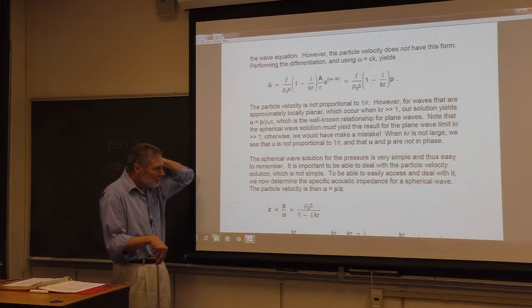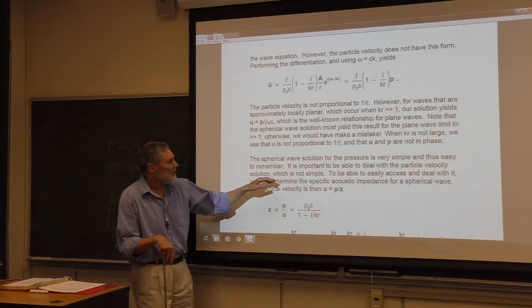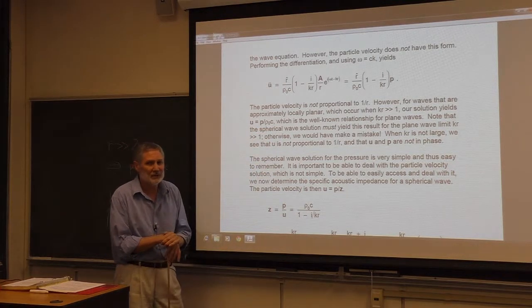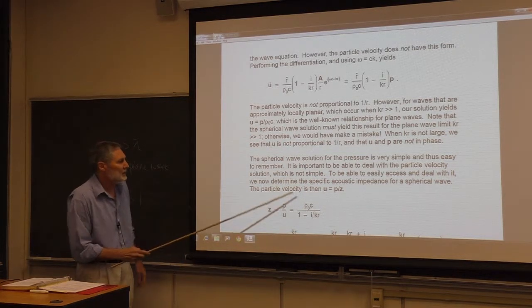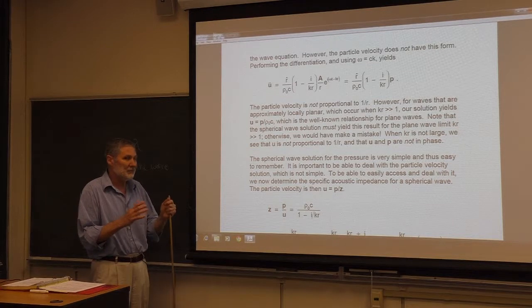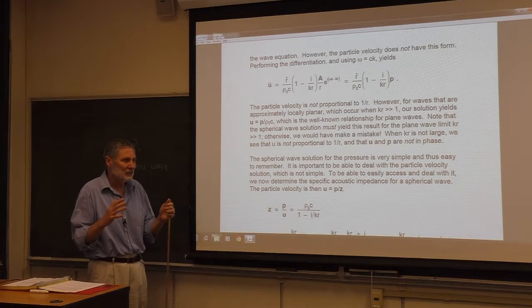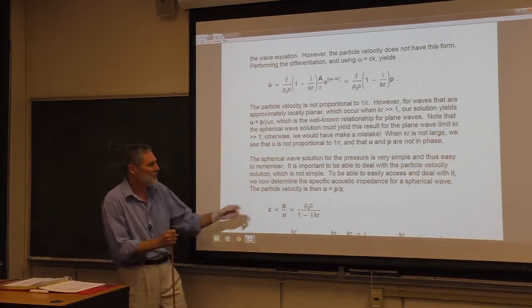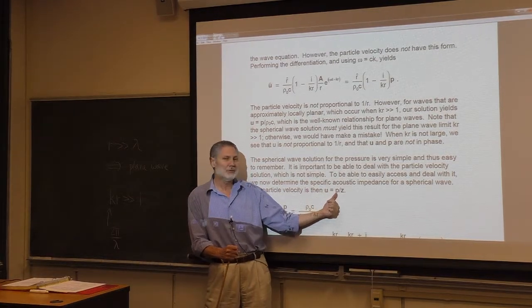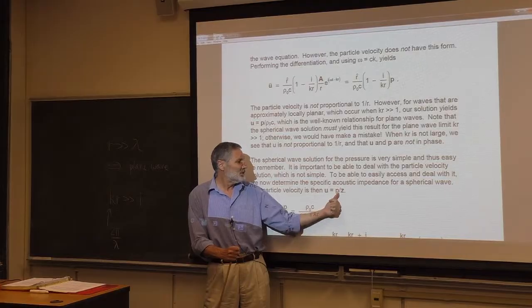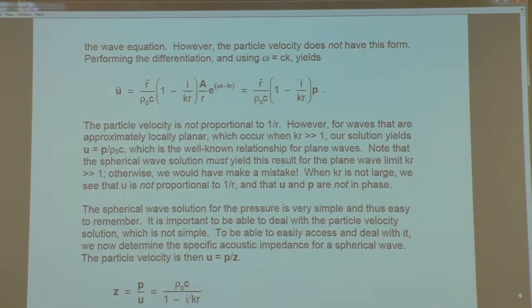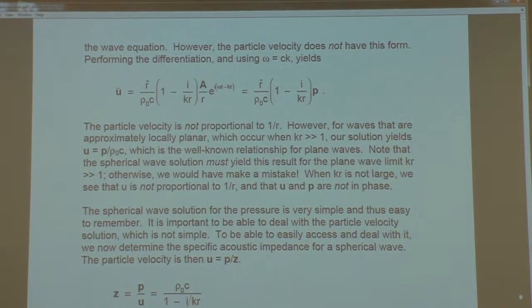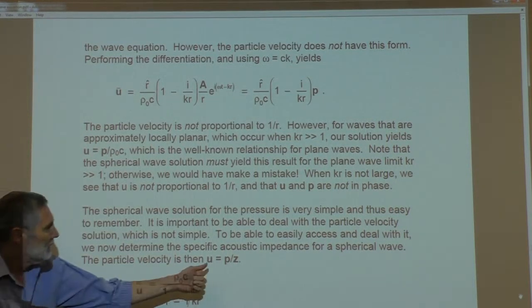One of the reasons, and probably the main reason here, is that the pressure is simple. The particle velocity is not. It's hard to deal with the particle velocity. However, once we've calculated the impedance for a traveling spherical wave, once, we can always go back to that result. And if we want the particle velocity, we can get it from the pressure, which is simple, just by dividing by the impedance. That's the main reason it's useful here. It allows us to get the particle velocity without going back and recalculating or looking up a formula. The impedance here is simpler.